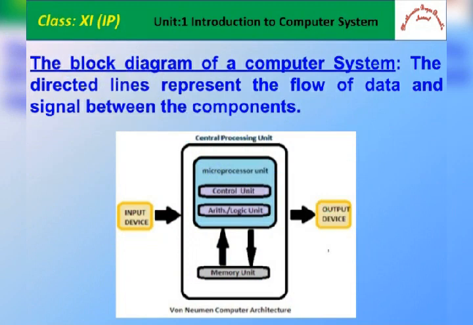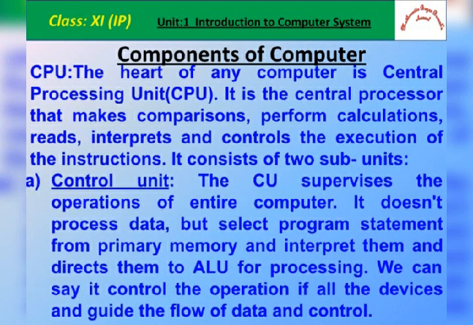If you see the block diagram of a computer system, the directed lines represent the flow of data and signals between the components. And we can know how these components are interconnected together. A computer system comprises hardware and software. The physical components of a computer system are called hardware. A computer system basically consists of the following physical components: input devices, storage unit, processing unit, and output device, as I described earlier.